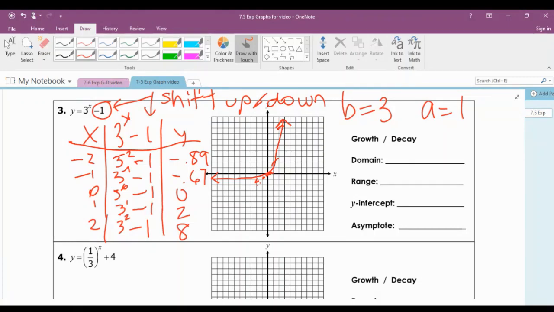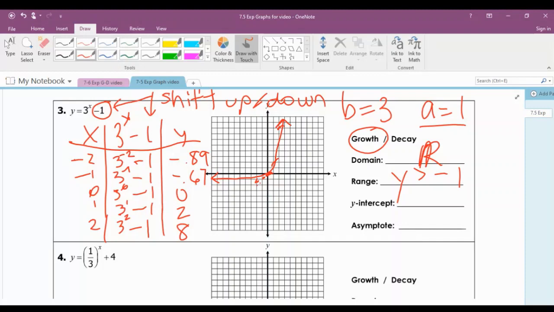So there's your graph, and I would say B is 3, my graph's going up, that's a growth. Domain, arrows on each end, all reals. The range is what has changed. The A did not change. A is still 1, but this -1 made the graph shift down 1. So the range is now going to be greater than, it's still going up, but it's going to be greater than -1. It's approaching -1 and not touching it.